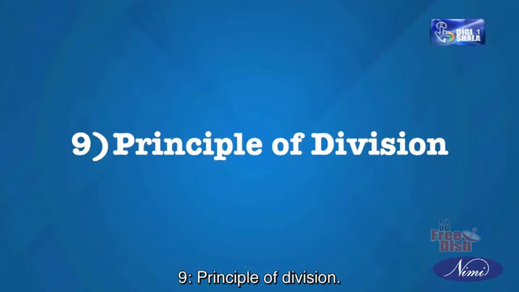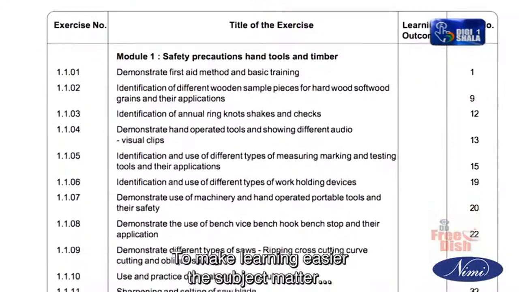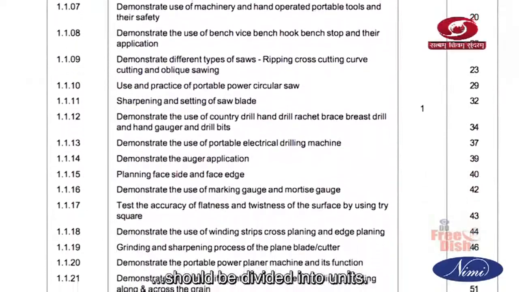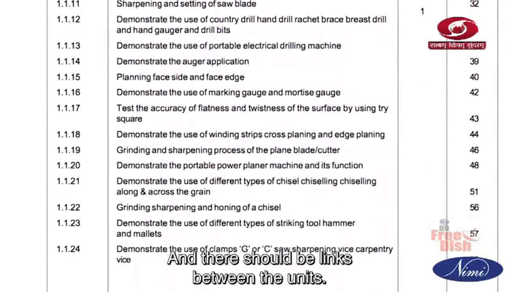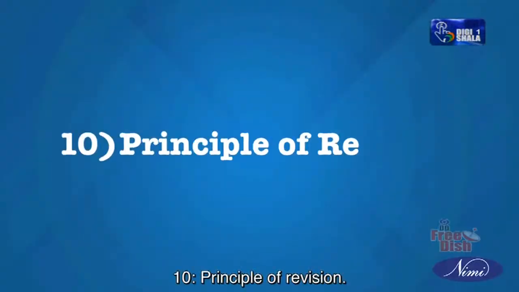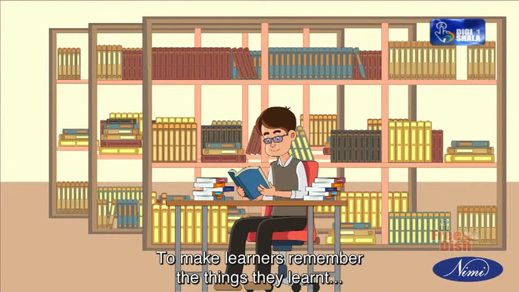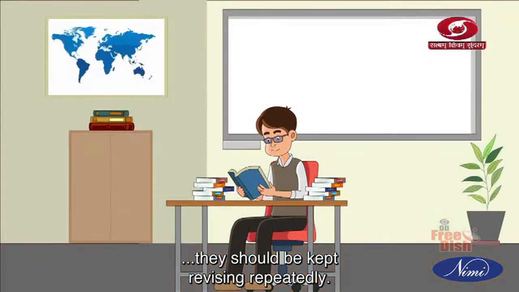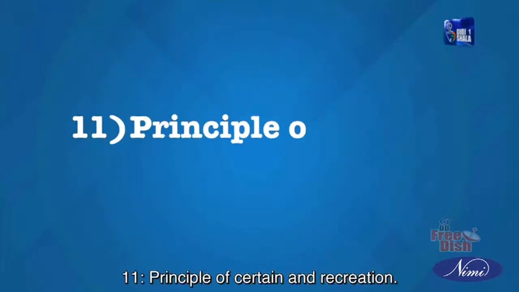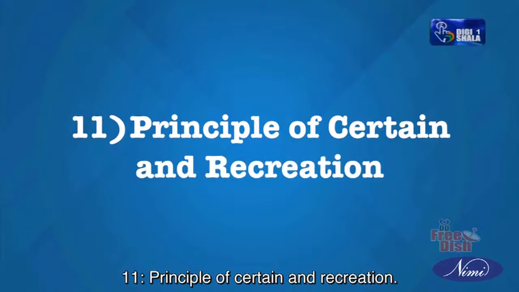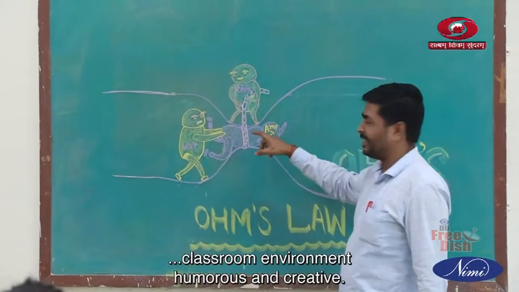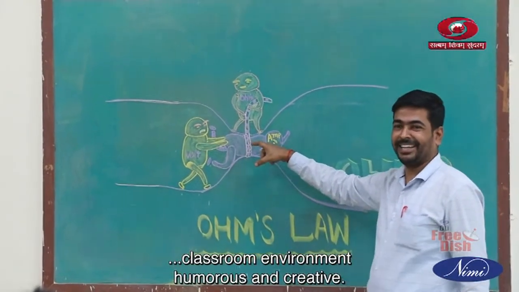9. Principle of division. To make learning easier, the subject matter should be divided into units and there should be links between the units. 10. Principle of revision. To make learners remember the things they learned, they should be kept revising repeatedly. 11. Principle of humor and recreation. This principle is a must to make the classroom environment humorous and creative.